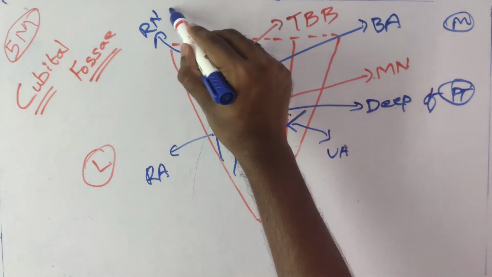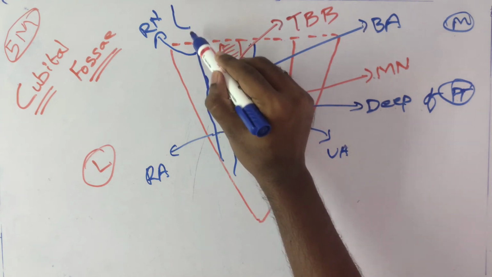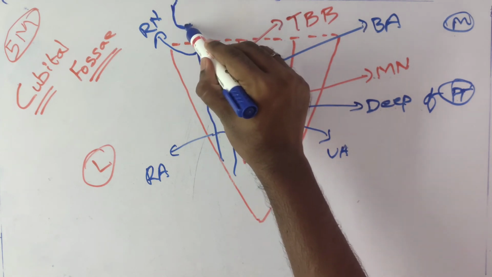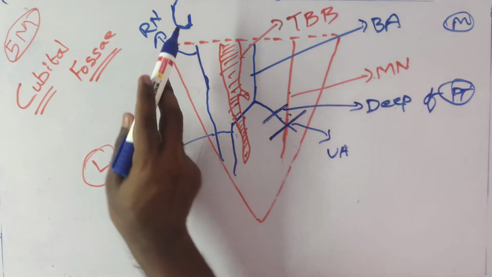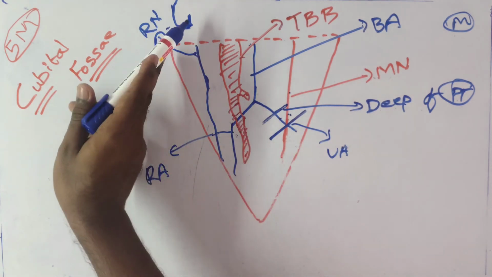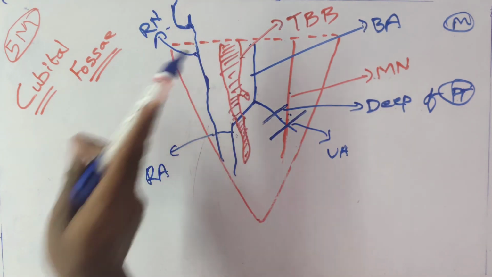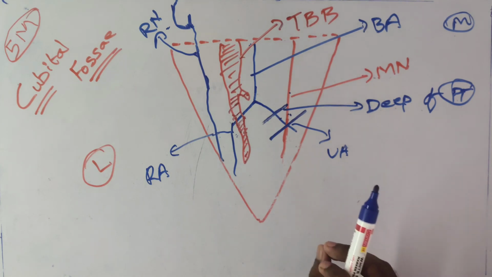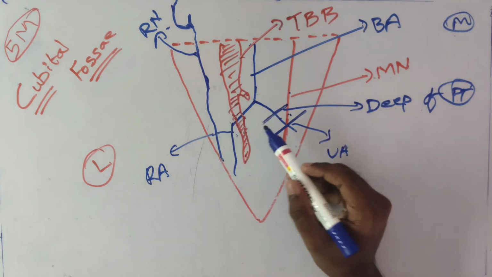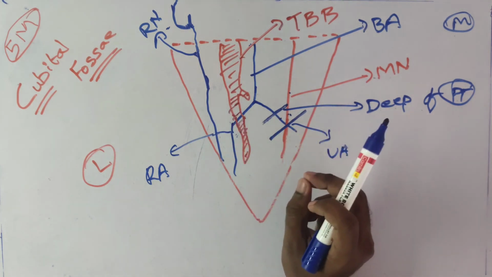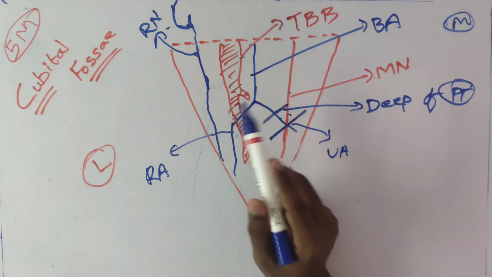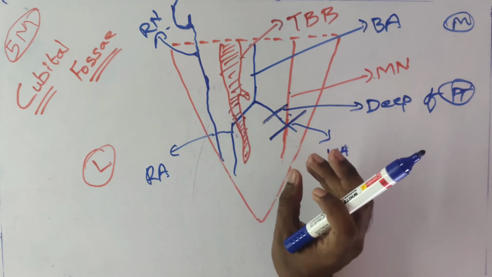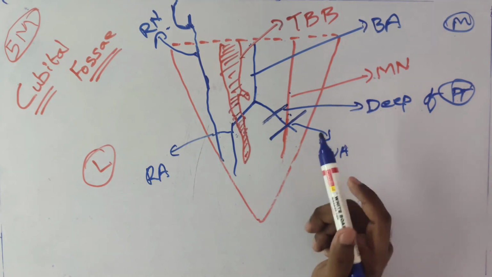Here is the lateral epicondyle. It arises from the medial side of the lateral epicondyle. This is the first point. And the next point, in the fossa, it gives off the posterior interosseous nerve. This radial nerve gives off the posterior interosseous nerve, or deep branch of the radial nerve.